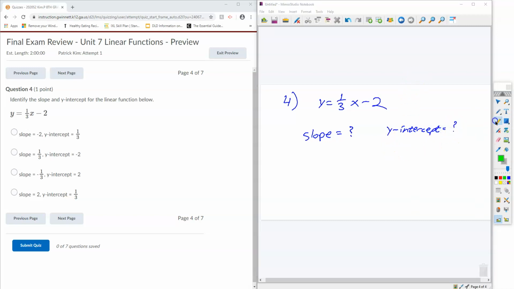Now, here are your numbers, so this is what we're going to focus on. Notice I'm actually also highlighting that negative. That negative goes with it. So you decide what's your slope and what's your y-intercept.